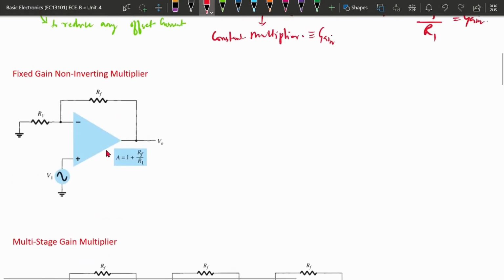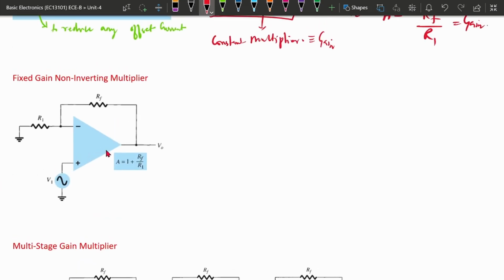Okay, so next we can see the fixed gain non-inverting amplifier. In the previous case it was an inverting amplifier, so the similar multiplier we can implement by using the non-inverting also. The non-inverting case we have already seen. The input we will be providing at the non-inverting terminal, and the inverting terminal will be part of the feedback. So in that case, the output will be given by 1 plus Rf by R1 multiplied by the input.